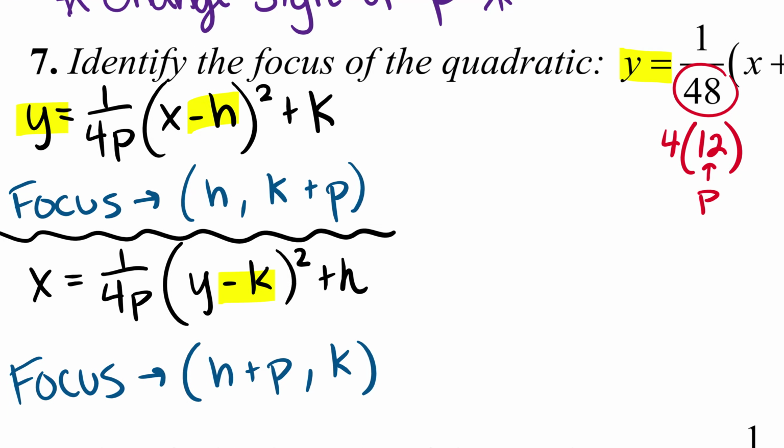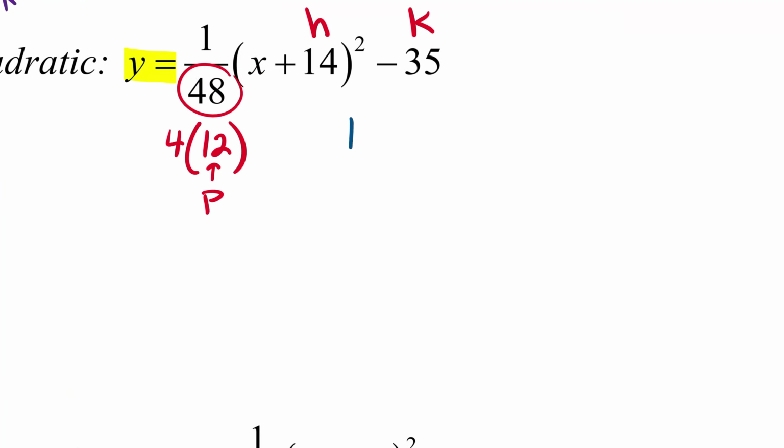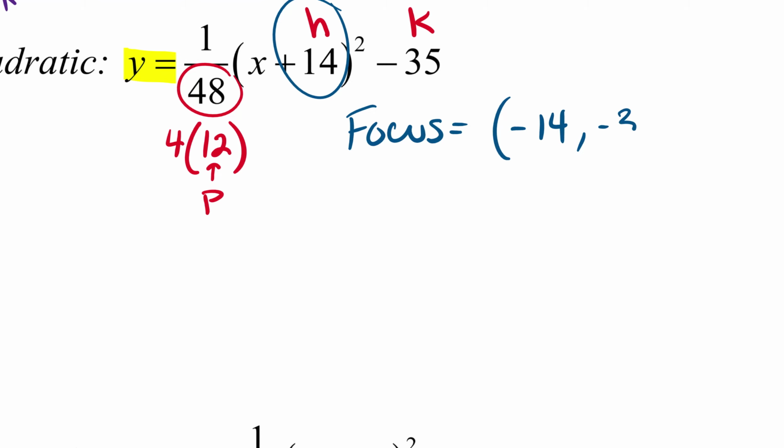My focus is h, and then k plus p. So if I go over here, I have focus is h, and remember, I changed the sign, so negative 14, and then k is negative 35, plus p is plus 12. So the only thing I have to do on here now is just add or subtract whatever those two numbers, and I'm done. So I'm going to have negative 14, and negative 35 plus 12 is negative, see, 23.